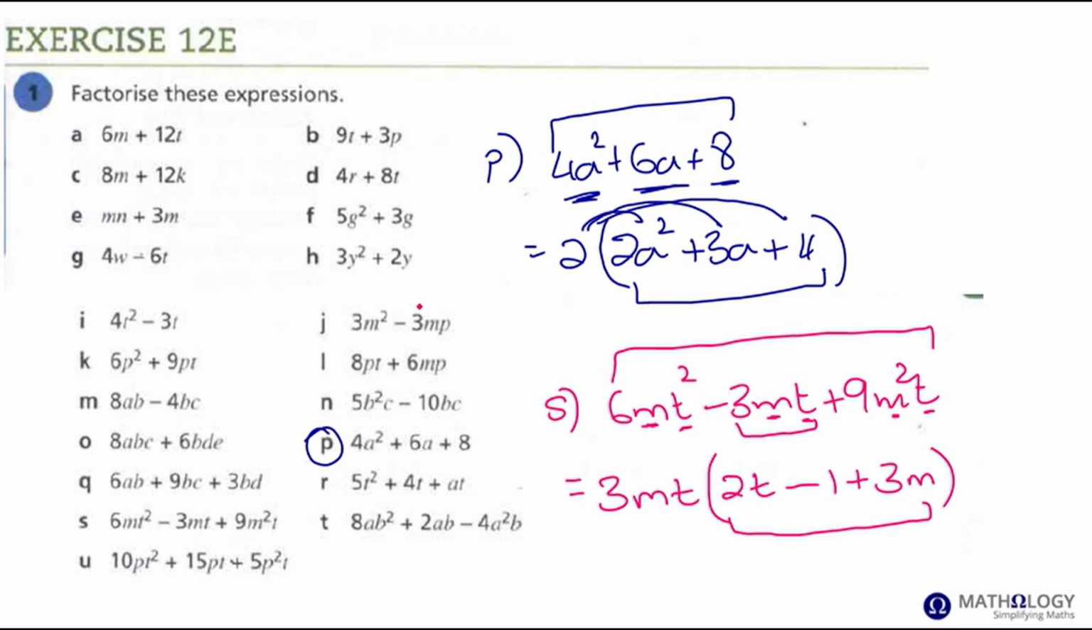3mt times 2t. 3 times 2 is 6. M times t times t is mt squared, so we get the first term. 3mt times minus 1 gives us minus 3mt. And 3mt times 3m. 3 times 3 is 9. M times m is m squared. And then t times 1 is t.